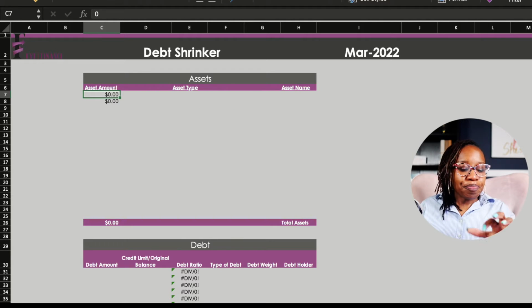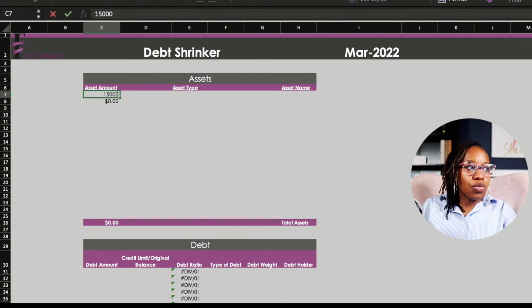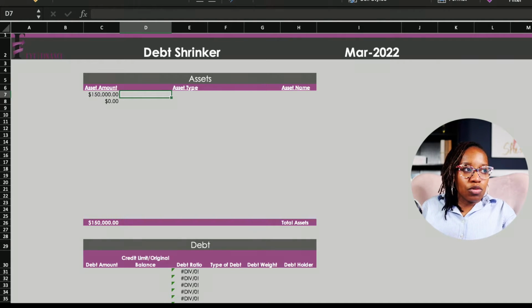So in the debt shrinker, at the top there is this asset section where you can put in the amount. When you talk about assets, this is going to be the value of the asset that you own, okay? And then when you talk about the asset type, give a brief description of what you are capturing as the value. So let's say that you have a home and your home's value is $150,000. We're going to reflect the value of the asset here, and the type of the asset is going to be here, and you can name it whatever. You can put your address in there if you want to do that, because if you have multiple homes, maybe that's what you want to do.